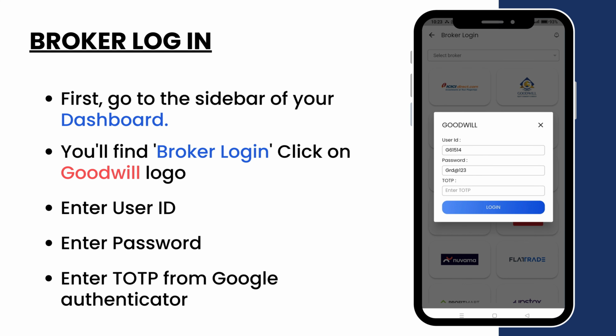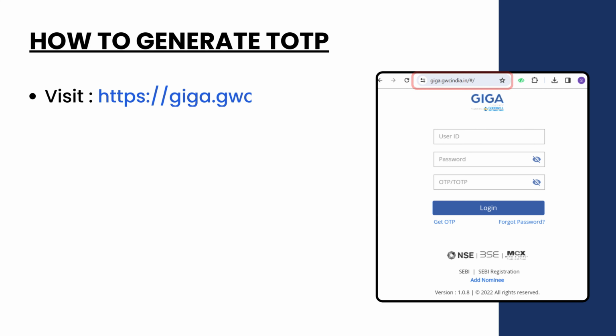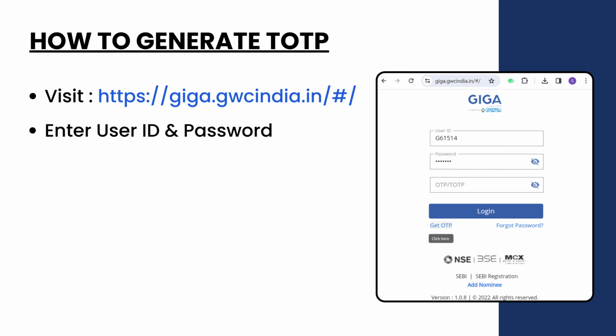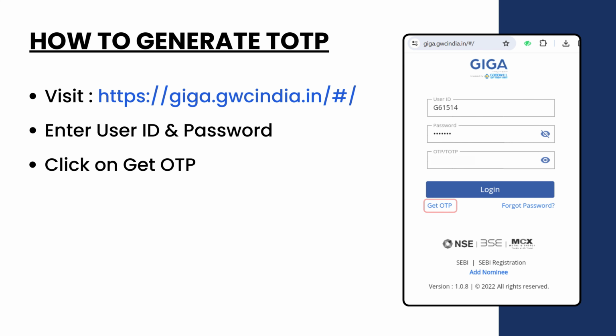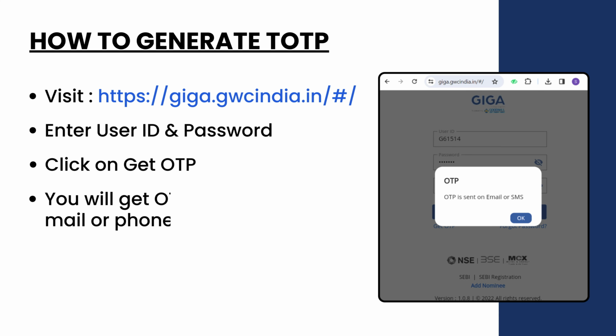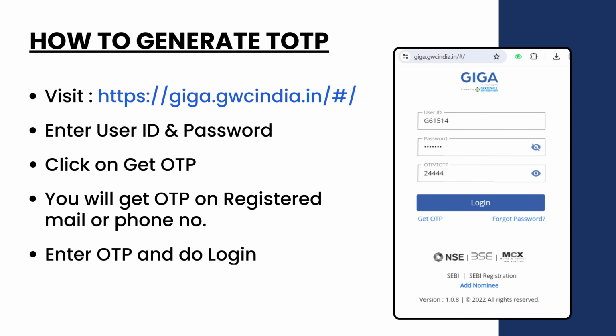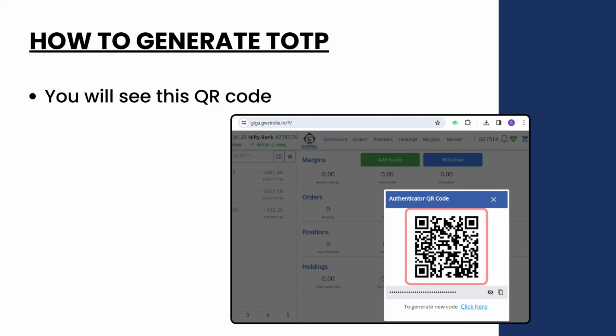Enter TOTP. If you don't have one, then generate TOTP with this website. Enter your user ID and password. Click on Get OTP. You will get an OTP on your registered mobile number or email ID. Enter the OTP to log in. Here you can see this QR code.